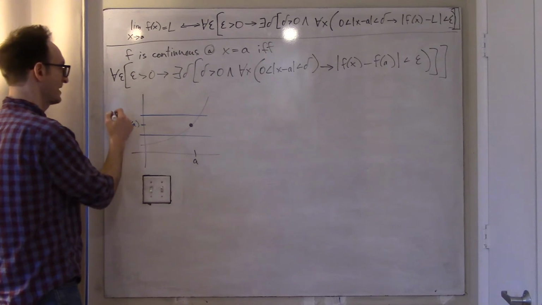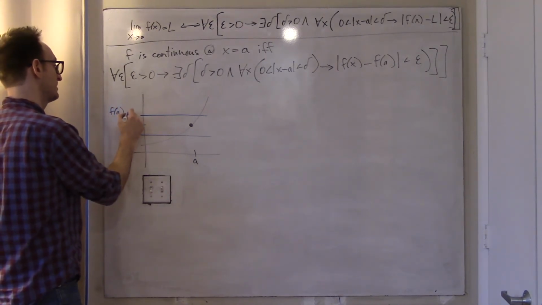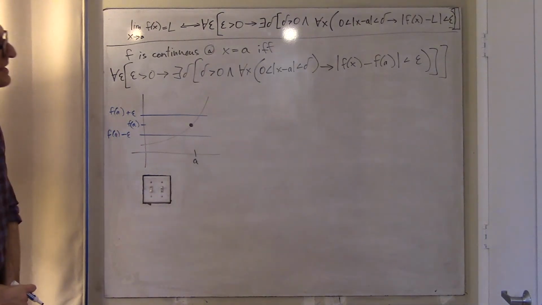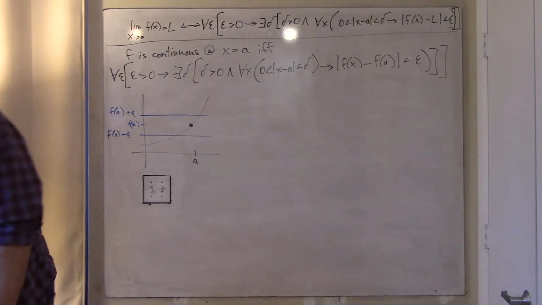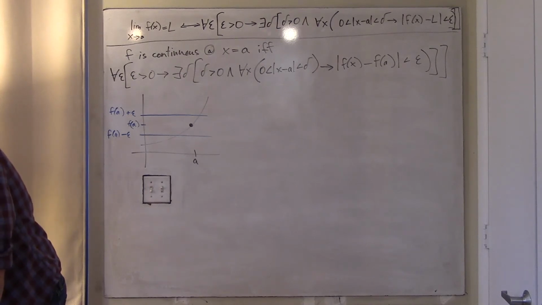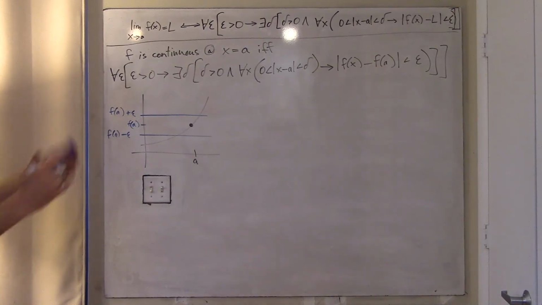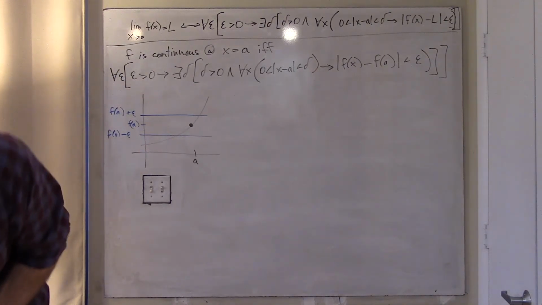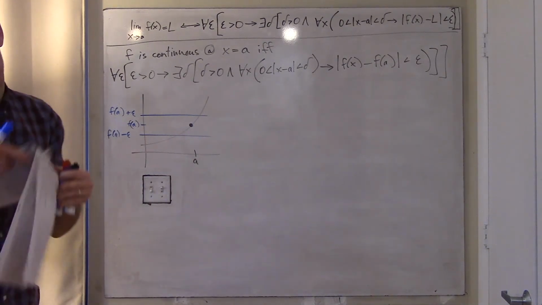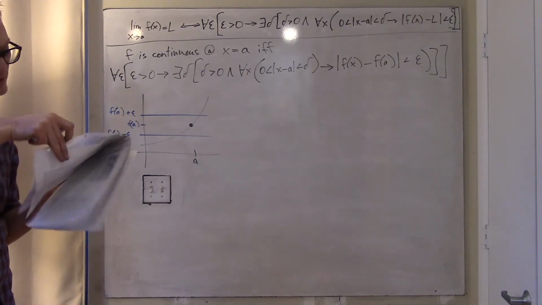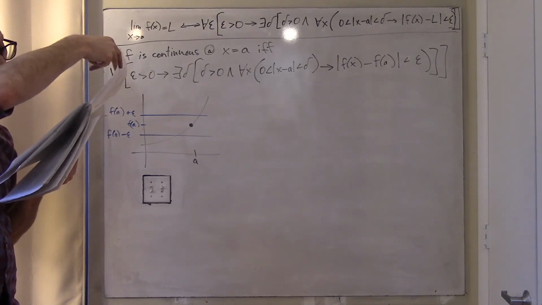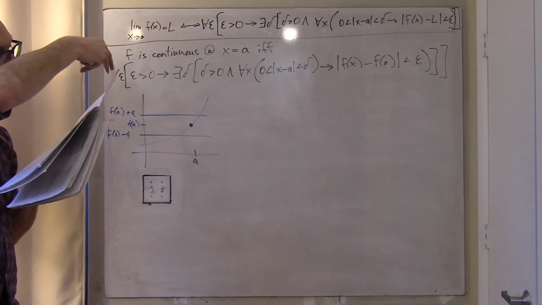Alright, I really gotta finish this off, man. So this is f of a plus epsilon, and this is f of a minus epsilon. And, you know, you could even, what's my plan? Okay, good. So, all right, now comes the challenge. And the challenge is, I already just forgot what it was I was trying to do. Give me 1 second.